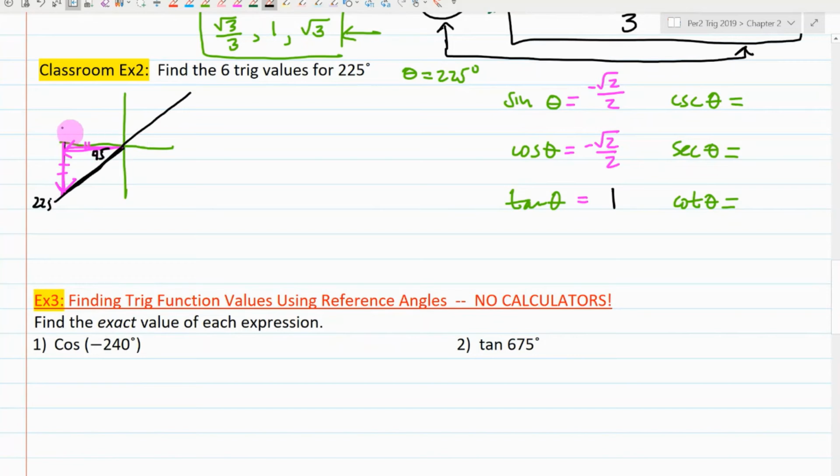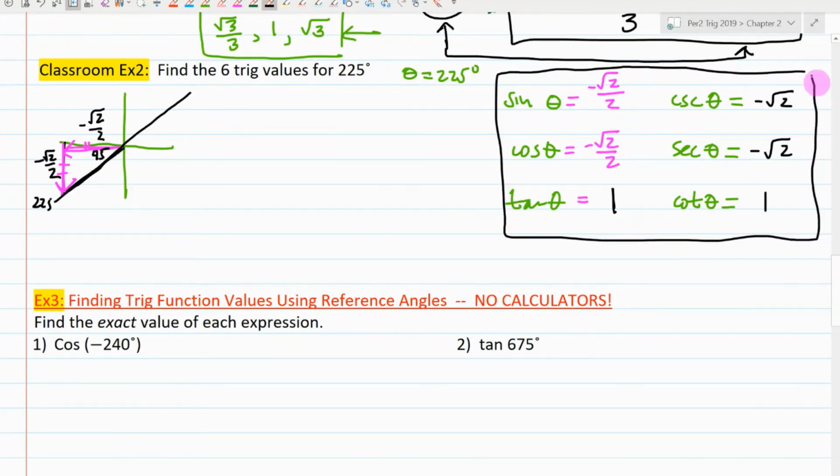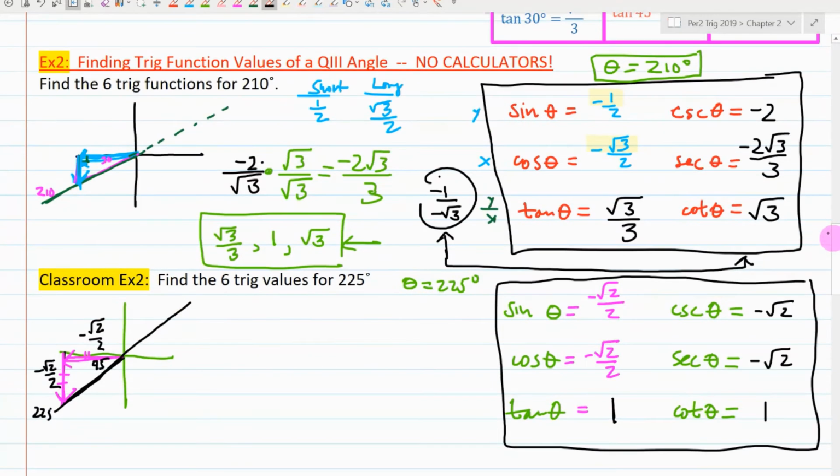Okay? So again, this is negative radical 2 over 2. That's also negative radical 2 over 2. For when you flip over radical 2 over 2, it's just radical 2. Same thing here. And then the reciprocal of 1 is 1. So just like here, the reciprocal of radical 3 over 3 is just radical 3. So the reciprocal of radical 2 over 2 is just the square root of 2.